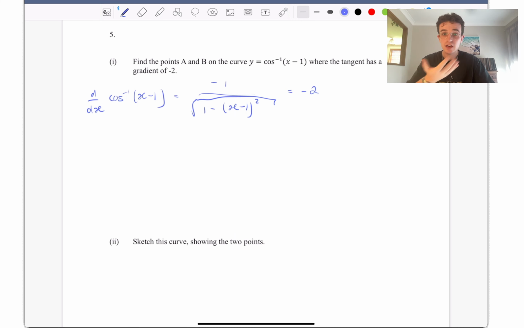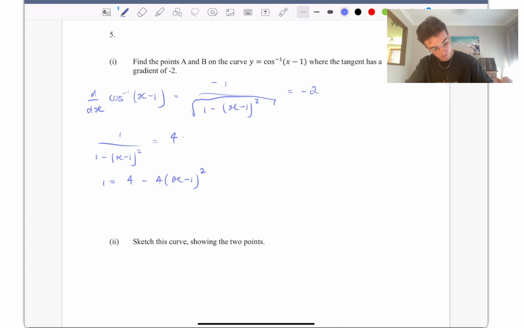Okay, this is then going to end up being a quadratic equation. We'll have a think about solving it. So we might square both sides. So 1 over 1 minus x minus 1 squared equals minus 2 squared, which is 4. So we square minus 1, we get 1. We square the bottom, the square root dies. We square minus 2, we get 4. Let's times everything up to the other side. So 1 is equal to 4 minus 4 times x minus 1 squared.